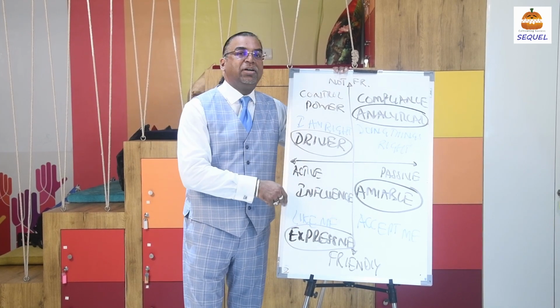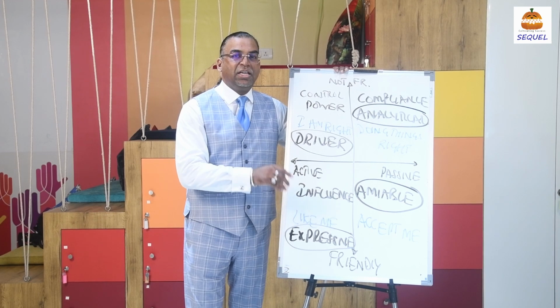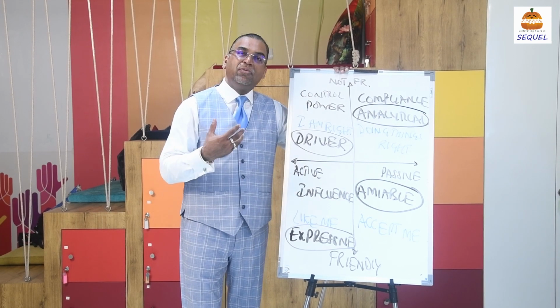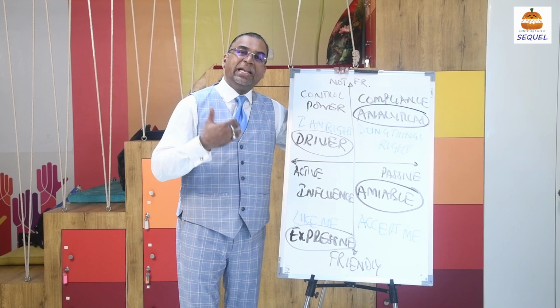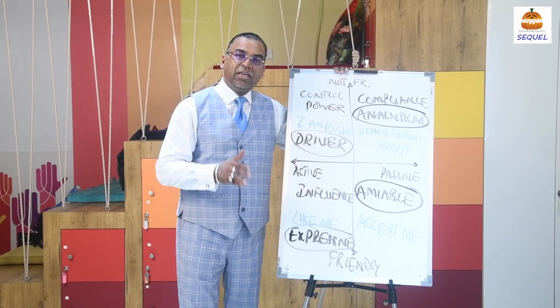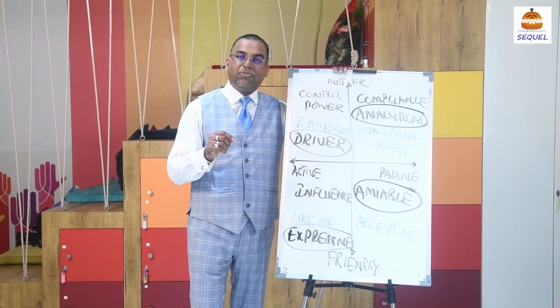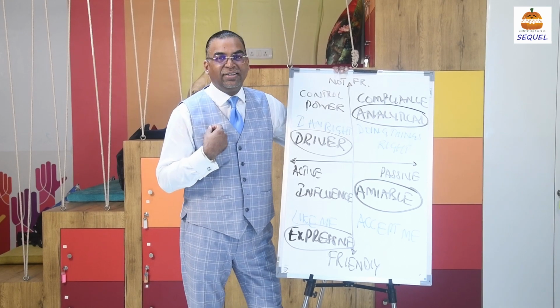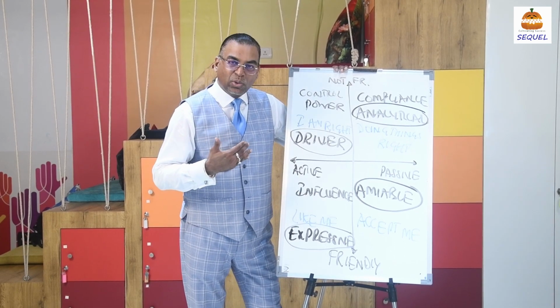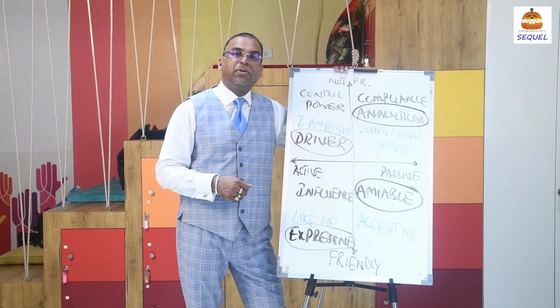Now, what you should never do with an expressive: never tell them it's a policy. Their belief is policy is also made by you and me. Do not legislate with them. They will immediately snap back because their belief is policy is also made by you and me, and policy is there to ensure that we move forward, not to impede our progress.